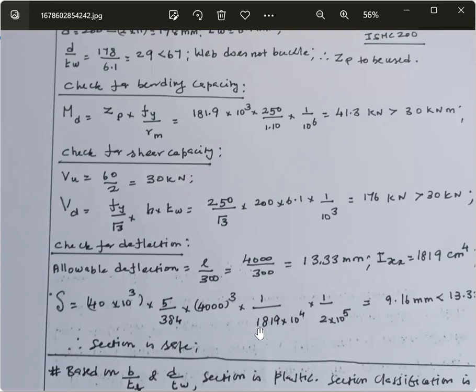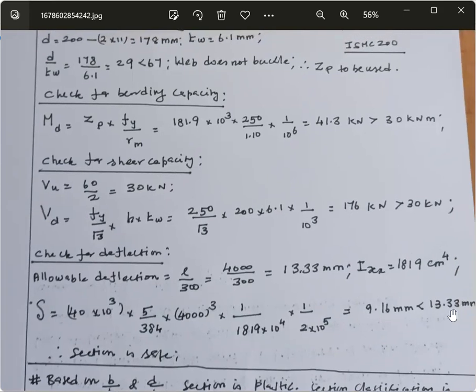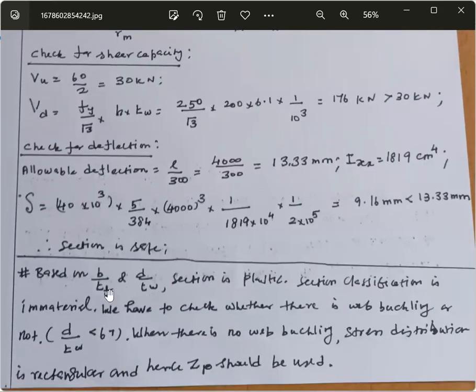We have to convert this to millimeter power 4 so that all units are consistent. Now 1819 centimeter power 4 should be multiplied by 10 power 4. Therefore, this will be in millimeters. Now this is the formula with all the applicable factors. The deflection is 9.16 mm. This is less than 13.33 mm, which is the allowable deflection. The section is safe.